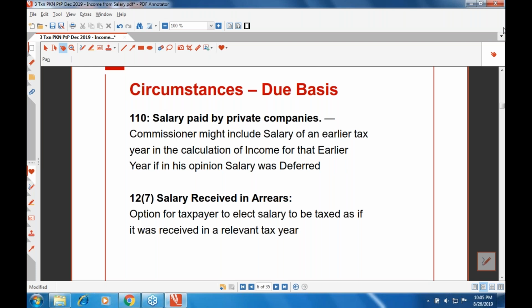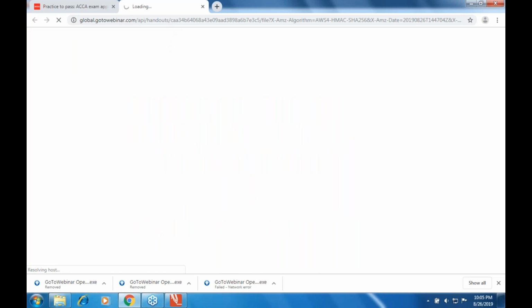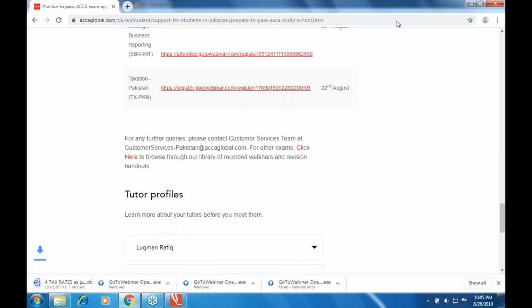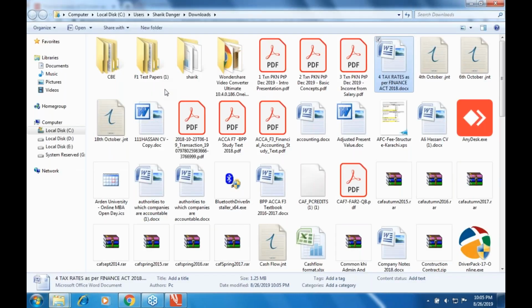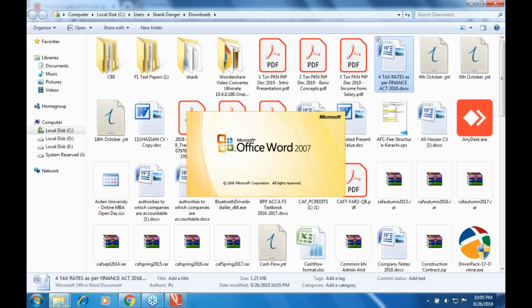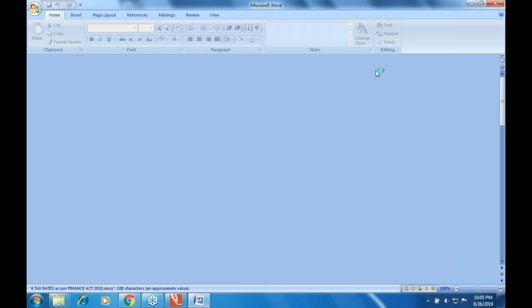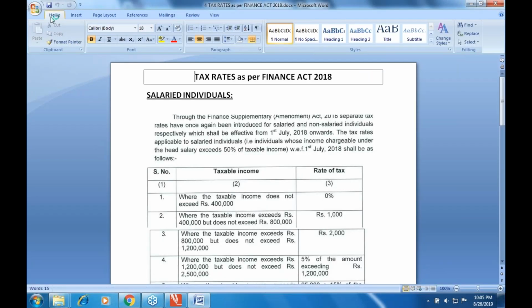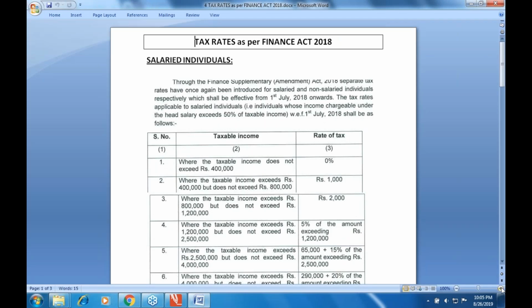I think you people have received the handouts, and in those handouts you will find something which is called tax rate. I'm going to explain to you a few things with respect to those tax rates. Let's have a look at them. These are the tax rates as per Finance Act 2018.